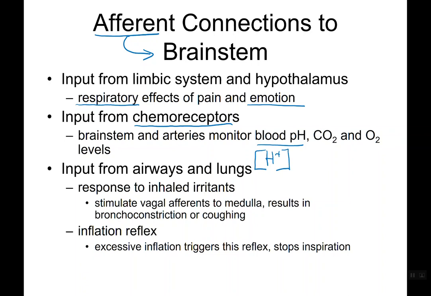You can also respond to inhaled irritants. So let's say you inhale some smoke or some noxious chemical. That's going to stimulate vagal innervation to the medulla, which results in bronchoconstriction and/or coughing. So let's add an "and" here because you can do both at the same time. That absolutely would happen if you were, say, trying to escape a burning building and there was a lot of smoke. Inflation reflex: excessive inflation of the lungs, to the point where they're going to be stretched to the extent of tissue damage, stops inspiration. So that's why there's a limit to how much air you can pack into your thorax.